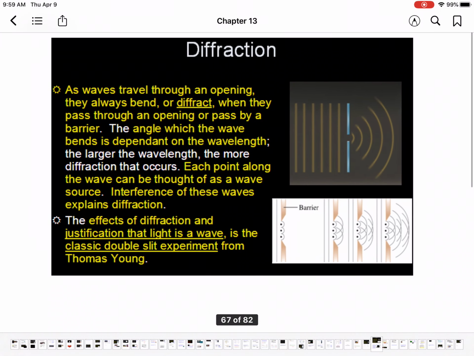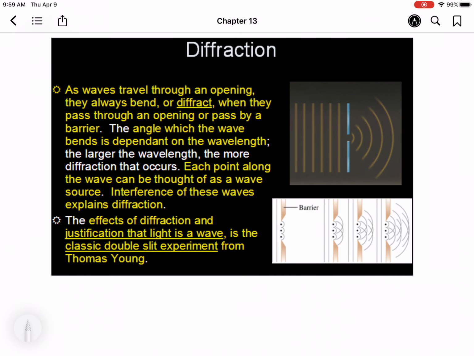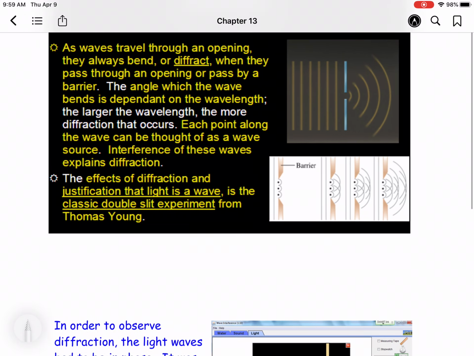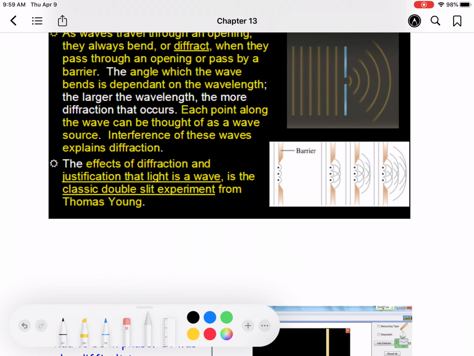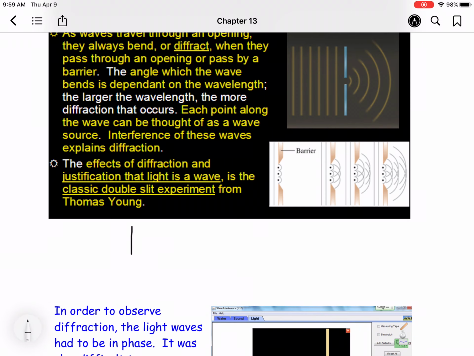Okay, so we're gonna talk about diffraction. As waves travel through an opening, they always bend or diffract. There are two things we're talking about: light, and it's a wave, right? If I have an opening and I shoot particles through it, those particles are just going to keep going straight. Really, the opening does nothing.